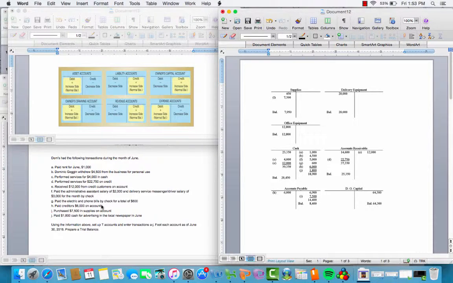All right, notice here in transaction H, we paid creditors $6,000 on account. All right, that means that we now owe $6,000 less to our creditors. Well, we can see again, cash is coming out of the business. We're paying off a debt, so we have less money. Again, we make that entry on the right-hand side of the asset account, the cash account.